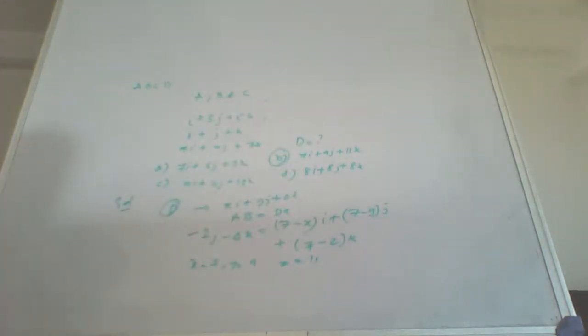If I substitute x as 7, that is 7i. If I substitute y as 9, that is 9j. And if I substitute z as 11, I get 11k. So 7i plus 9j plus 11k, which is the choice B.